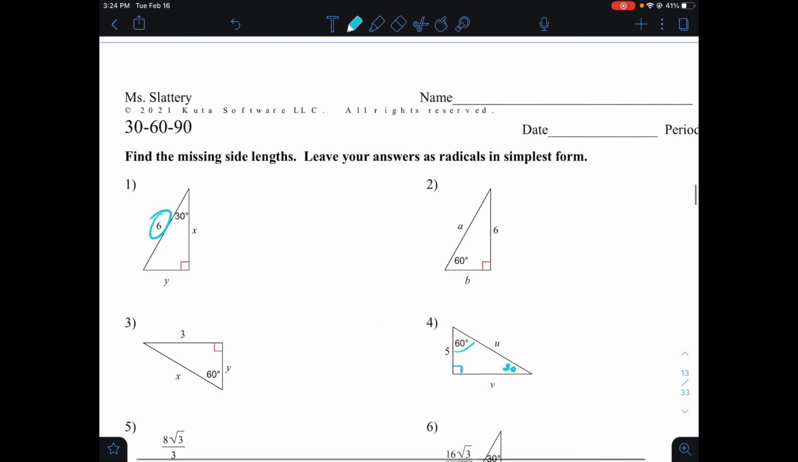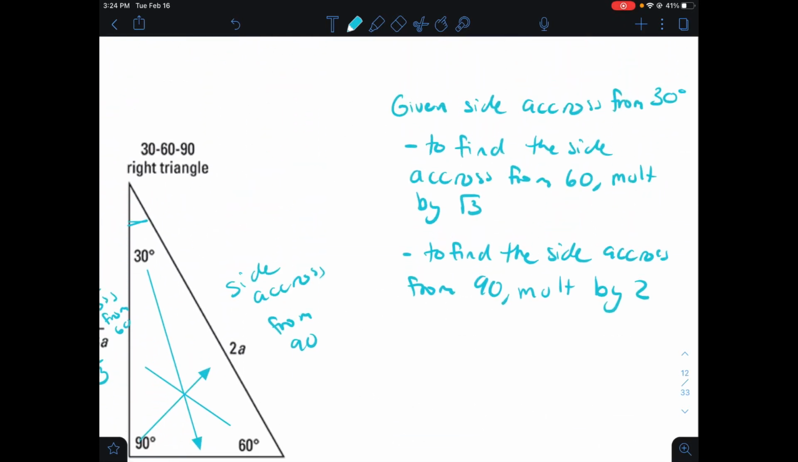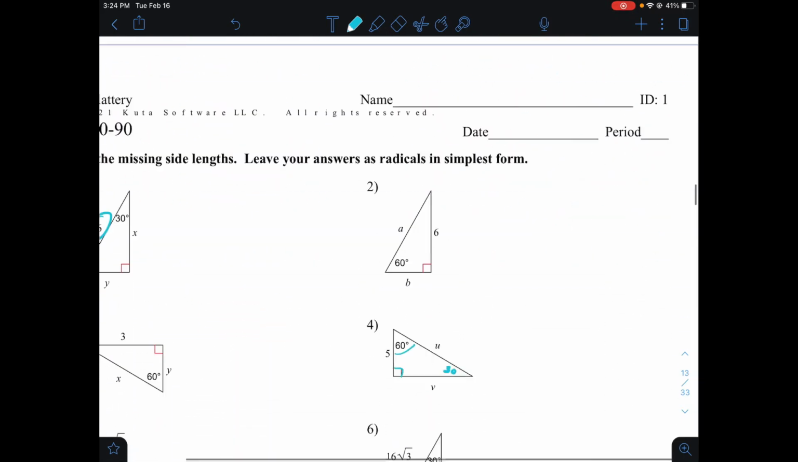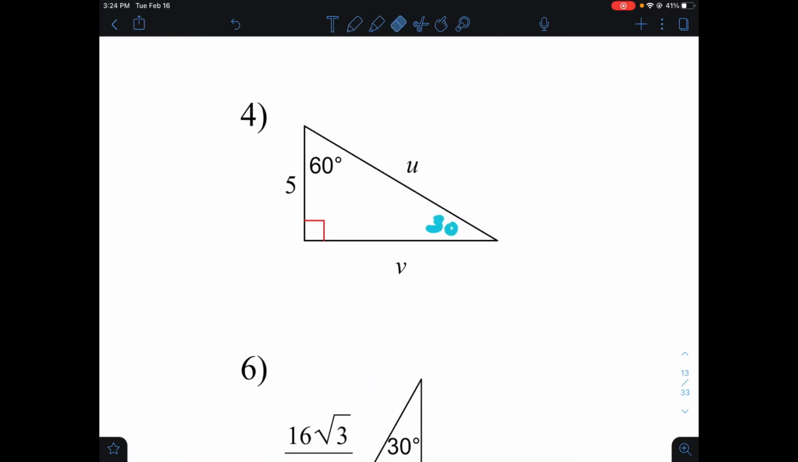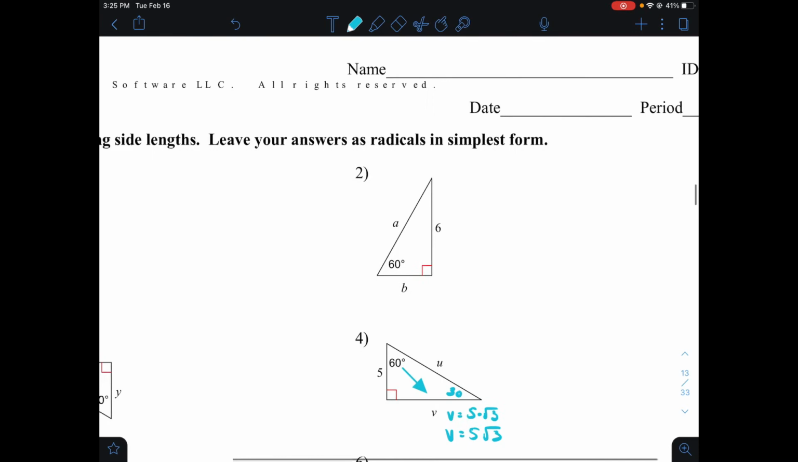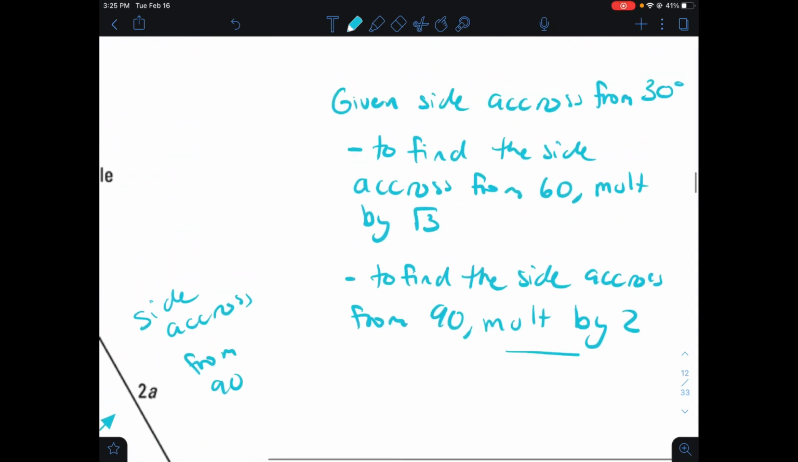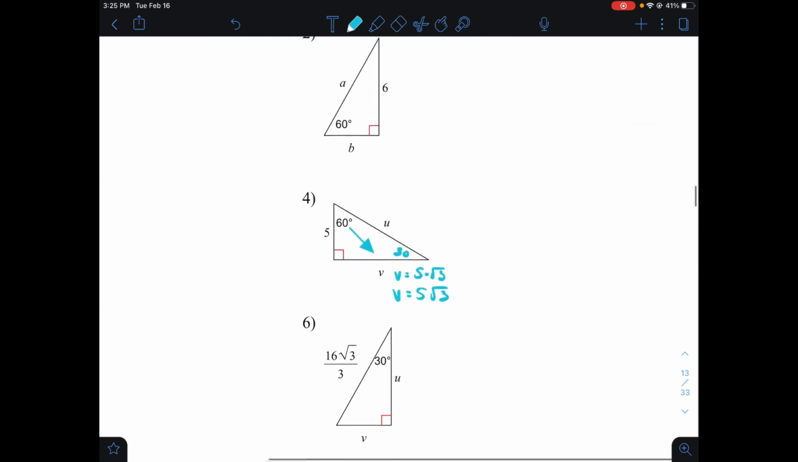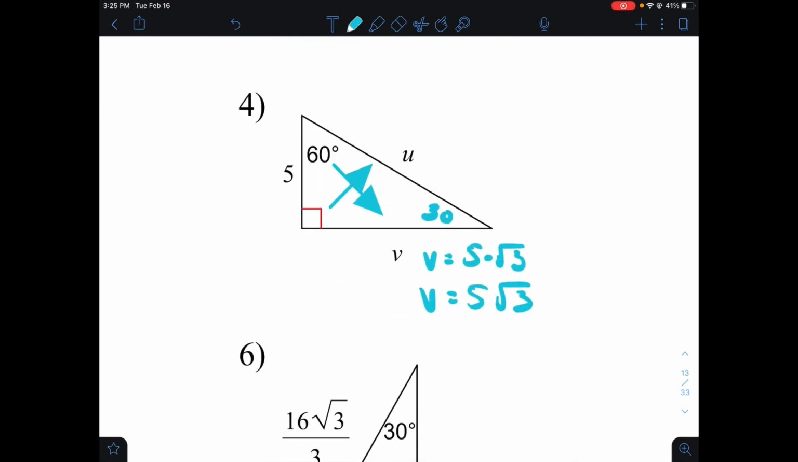And let's follow the rules that I gave you. It says to find the side across from 60, you're going to multiply by root 3. So the side across from 60 is going to be V. According to the rules, you multiply by root 3. So V is going to equal 5 times root 3, which is just 5 root 3. Nice and easy. Then to find the side across from 90, it says you're going to multiply by 2. So the side across from 90, which is U, we're going to do 5 times 2. We get U is 10.